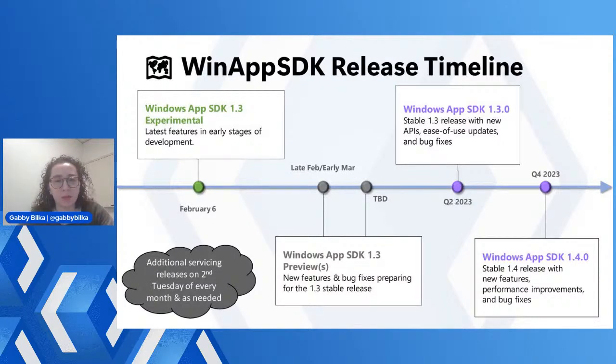And then we've also got questions about the release timelines. As mentioned, we recently released on February 6th a 1.3 experimental that includes both APIs that we're planning on shipping in 1.3, as well as those that we plan on remaining experimental until 1.4 or beyond. We're also planning on shipping at least one more 1.3 preview to stabilize some of those APIs and publish a bit more docs for some of the new features. And then we're targeting the beginning of Q2 of the year for the stable 1.3 release.